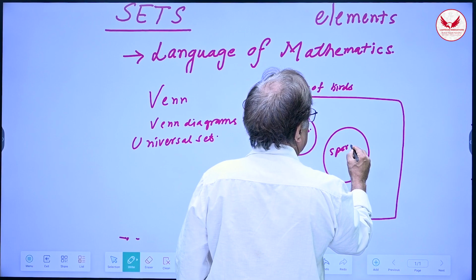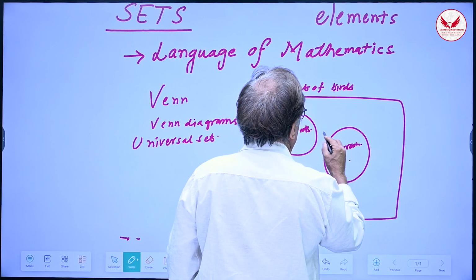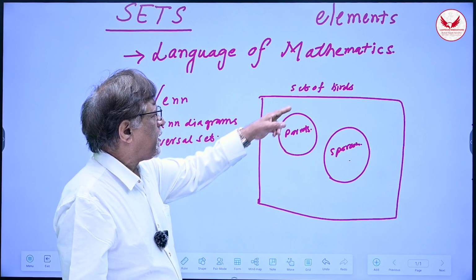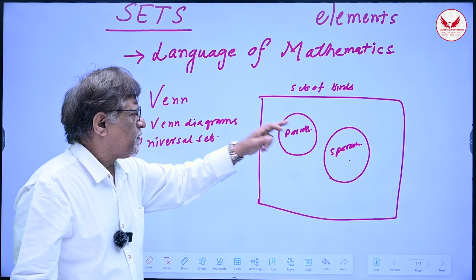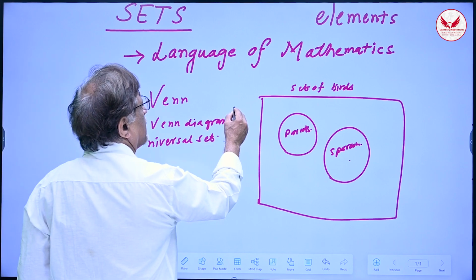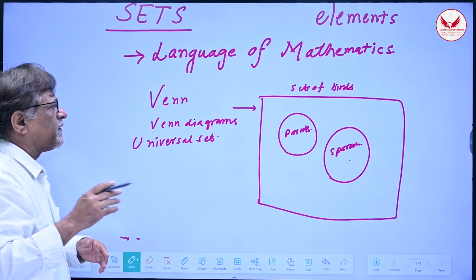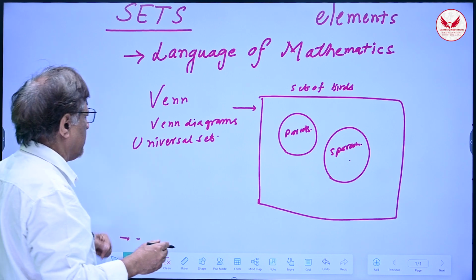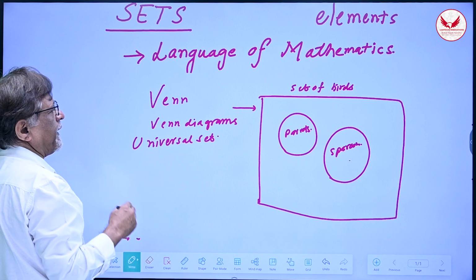Then, if I talk about, say, sparrows, like that. So, all the separate sets of birds will be part of this. This is a universal set and this is a part of it. So that is called universal set. Universal set has always been indicated by this rectangle, and all other sets are to be written or drawn inside that set. That is called Venn diagram. Now, this is how Venn diagrams are introduced.